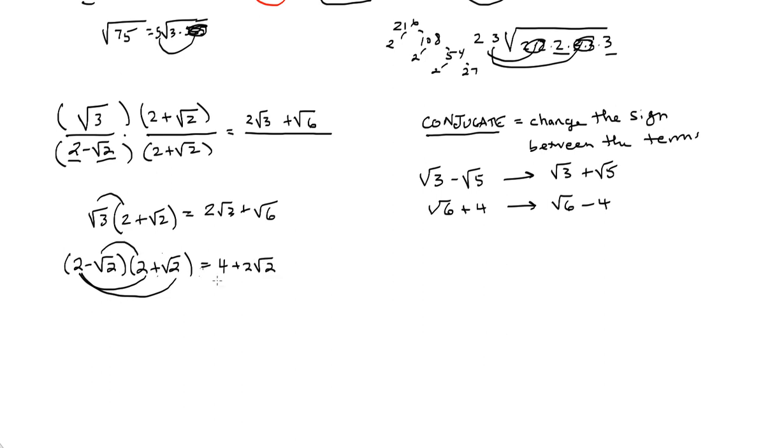Inside, negative radical 2 times 2 is negative 2 radical 2. And my last terms are negative radical 2 times radical 2. Well, radical 2 times radical 2 is 2, isn't it? So we've got minus 2. What happens here? These cancel each other out, don't they? So what are we left with? We're left with 4 minus 2, which is 2. So this whole thing is over 2.